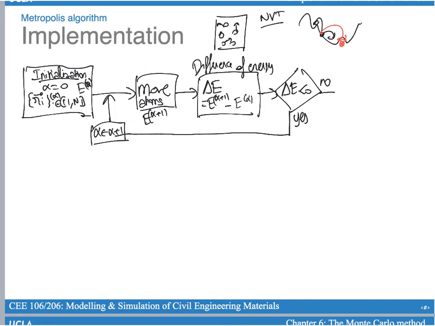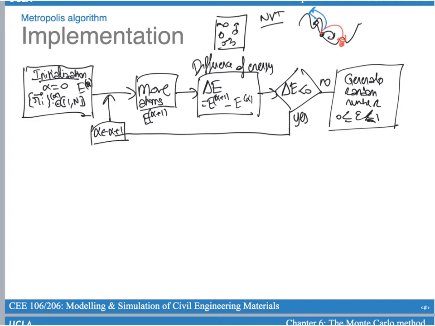If the difference of energy is actually not negative, that is to say, if you are moving in the other direction, if you are moving in a way that is actually increasing the energy, then in that case, you will need to either accept or refuse this new configuration, but only with a certain probability. So in this case, you will first generate a random number epsilon, so that epsilon is in between 0 and 1. This random number will allow you to decide whether you will indeed accept or refuse this new configuration that you just created.